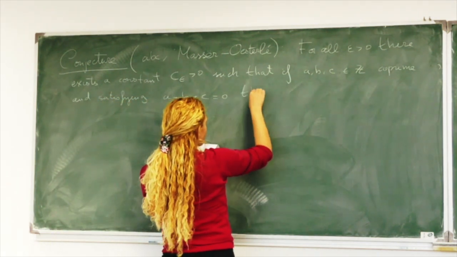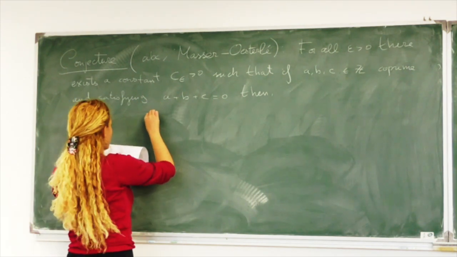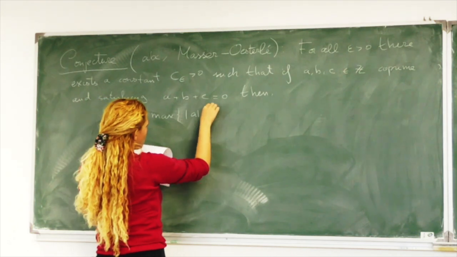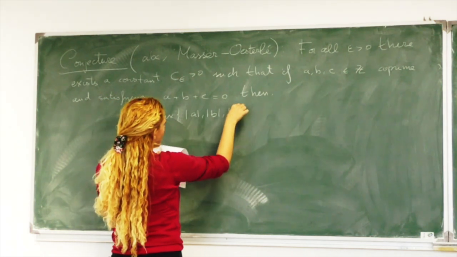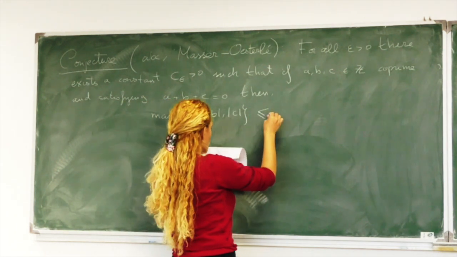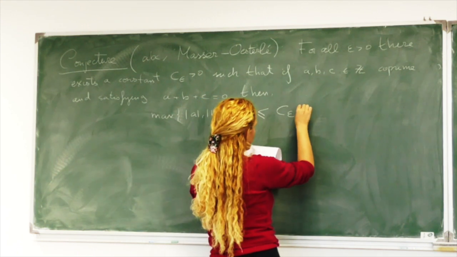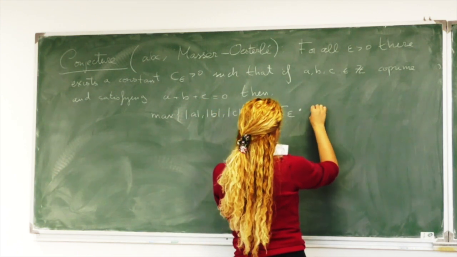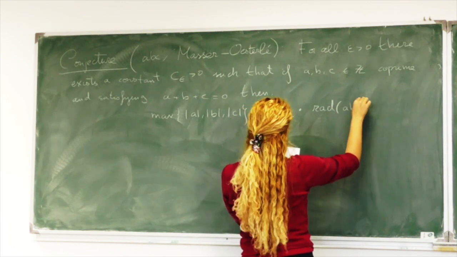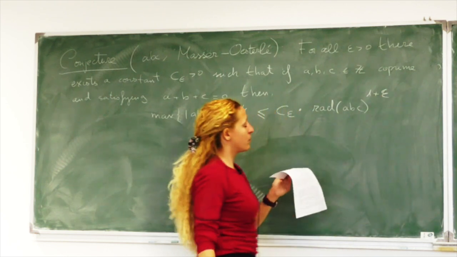Then, and here are the heights coming up, the maximum of the absolute value of these 3 integers is less than or equal to the constant times the radical of ABC to the power 1 plus epsilon.